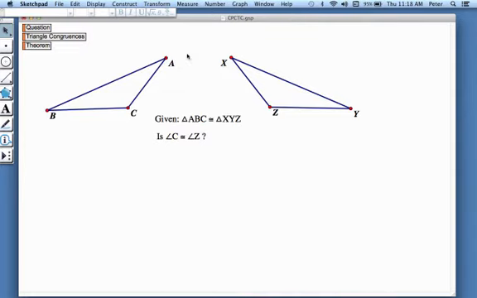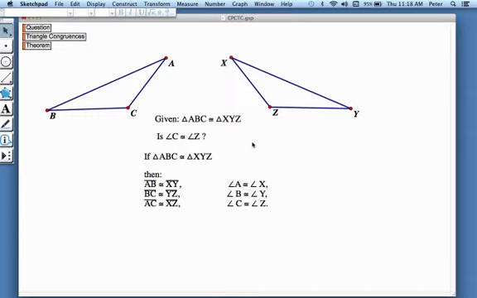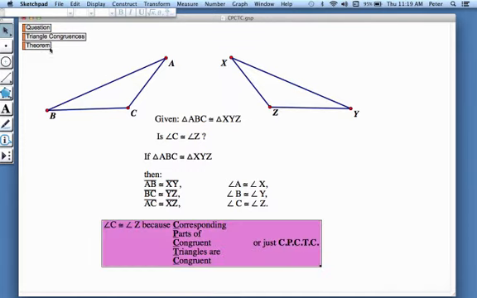Well, you may remember from our sketch in the other video about the definition of congruent polygons that when two polygons or triangles are congruent, there are certain things that we know to be true simply by the definition. So we get a lot of information. If triangle ABC is congruent to XYZ, all the corresponding sides are congruent and all the corresponding angles are congruent. So that helps us with this theorem.